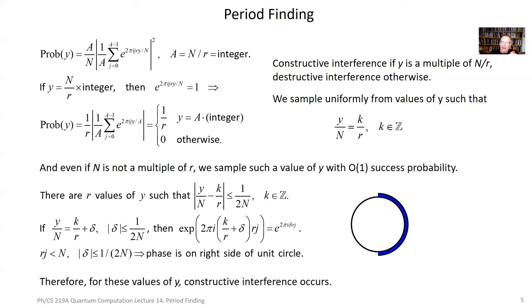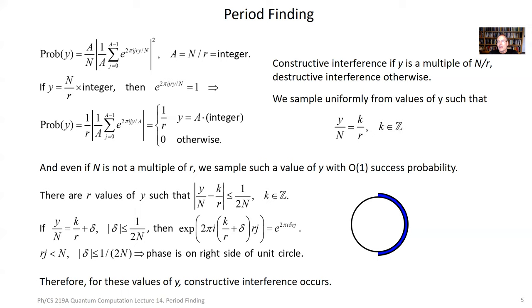So just like in Simon's algorithm, where we were sampling uniformly from something interesting, namely the values of the input that were orthogonal to the period we were trying to find for that bitwise function, for the bit string a, here we're sampling uniformly from the values of y which are of the form integer over r, and r is that period we're looking for. But remember, so far we've made that unlikely assumption that n over r actually is an integer. So we want to see what happens when that's not the case, the more realistic case. Well, things aren't that much different.